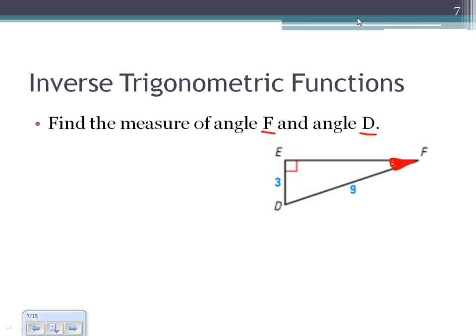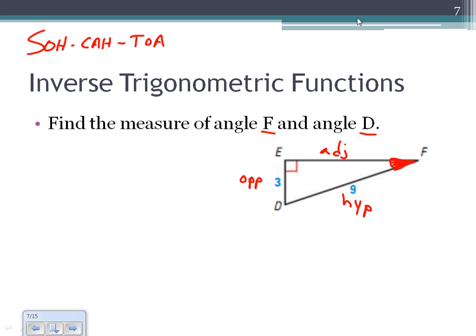You guys are all pretty good at that by now, right? So what's the 3 going to be if I'm looking at F? All right. What's the 9? Nope. Why, Louise? Good. So this one must be your adjacent. Remember SOH-CAH-TOA? Which two pieces do I have here?